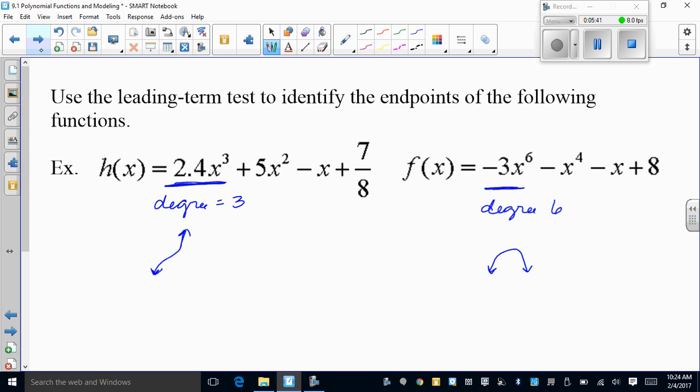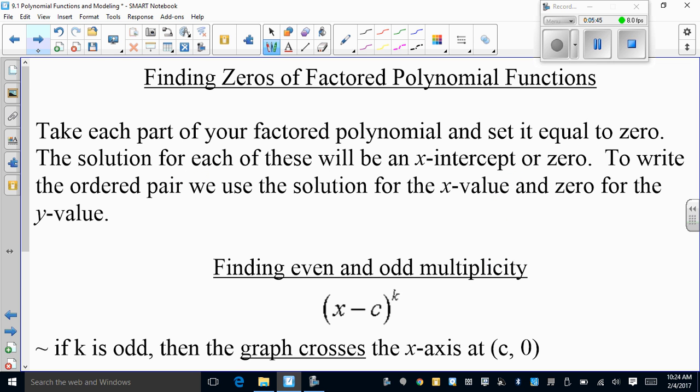Okay, so finding the zeros of factored polynomial functions. Take each part of your factored polynomial and set it equal to 0. The solution for each of these will be an x-intercept, or zero. They're also called solutions, so be aware of these. To write the ordered pair, we use the solution for the x value and 0 for the y value.